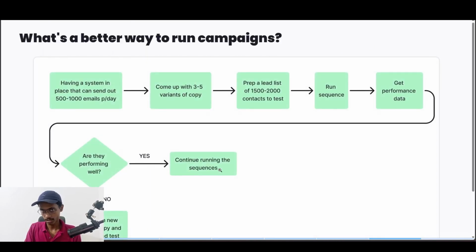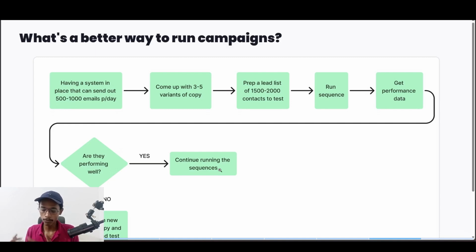With that being said, what's a better way to run campaigns? Here we go, right? We first build a system. We have a system in place that can send out 500,000 emails per day. And then we come up with 3 to 5 variants of copy. We prep a lead list of 1,500 to 2,000 contacts to test. And then we run a sequence.